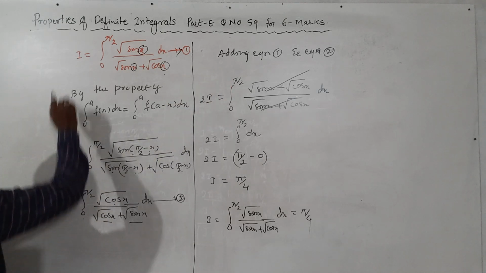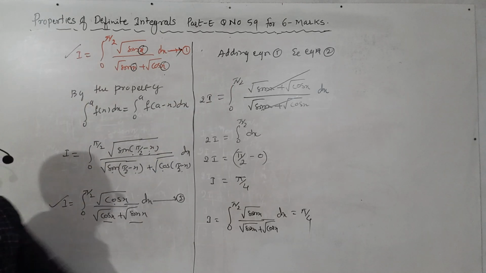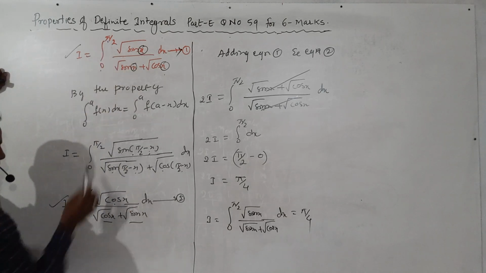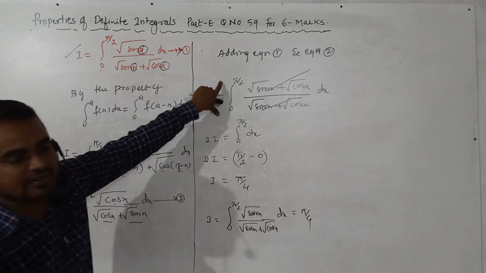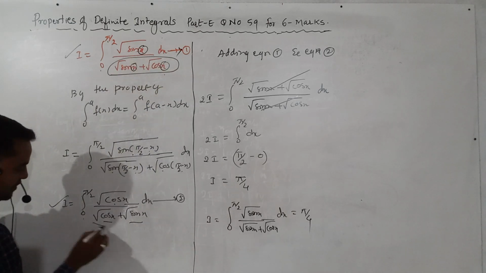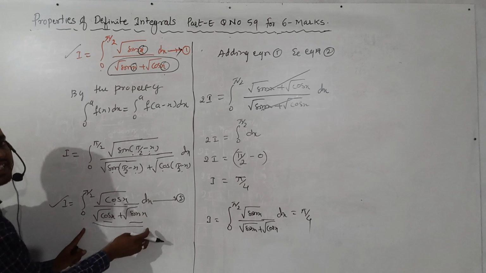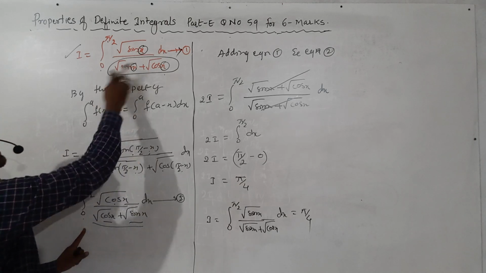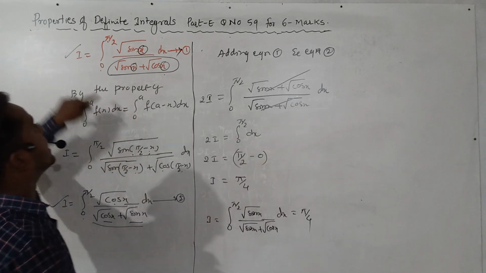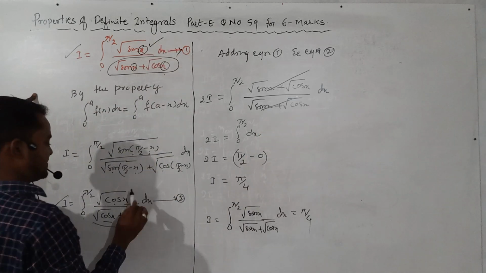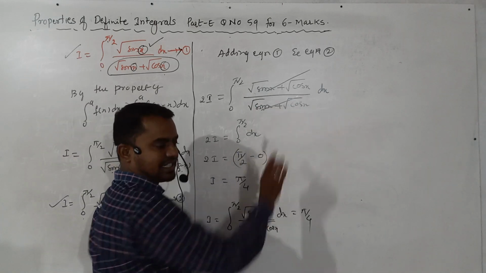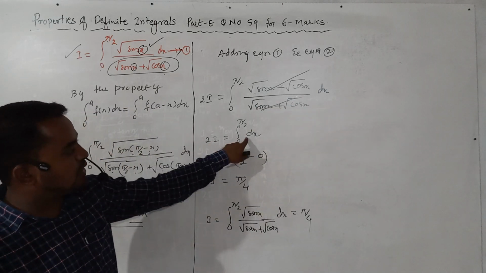Left hand side, what is here? I plus I, 2I. So what is common here? Integration of 0 to 5 by 2 is common. See here, the denominator of equation 1 and the denominator of equation 2 are the same. Root cos x plus root sin x is the same. Write the denominator as it is. Add only the numerator values, that is root sin x plus root cos x dx. Now root sin x plus root cos x get cancelled. 2I is equal to only dx.